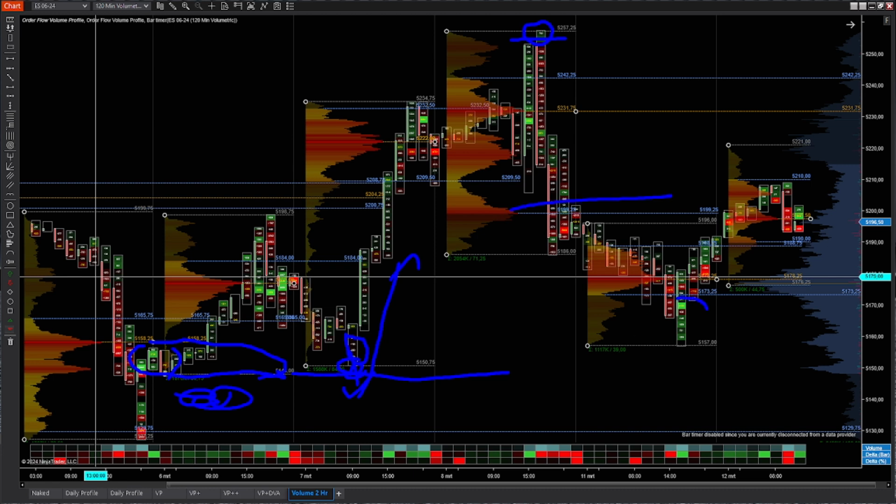As you can see right in this profile, we're also building a strong buy zone. So if price retests this value area right here, I'm going to look for buys right in here. But this is something we will discuss next week.